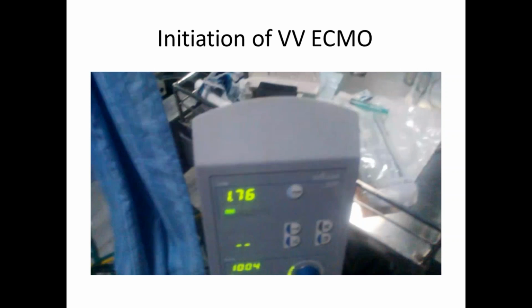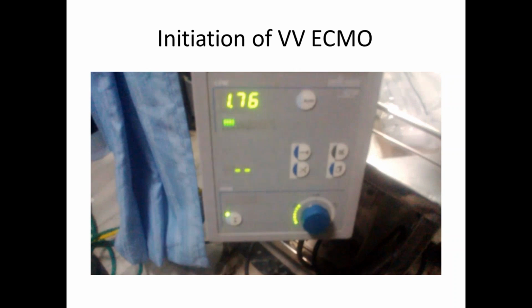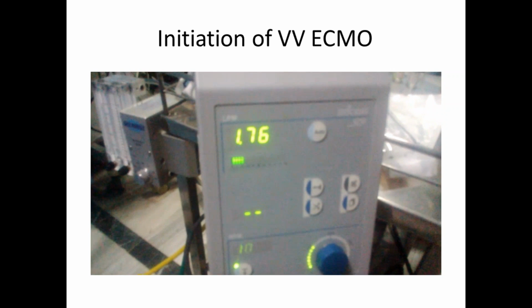See the flow. With 1000 RPM, the flow is 1.7 liters. That is what you usually see in VV ECMO. In VA ECMO, because of the arterial resistance, with 1000 RPM you might see a flow of around 1.2 to 1.3 liters. So this is the RPM, 1004. This is the flow, 1.7 liters. This is the flow, 1.76.